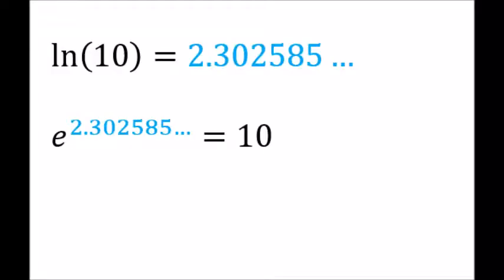So in conclusion, we have found that the natural log of 10 equals 2.3 approximately. What does this mean? It means that e to the 2.3 equals 10. Logarithms are the inverse function of exponentials. In the next lesson, we will see why the natural log of 10 is such a useful number, so stick around for that.